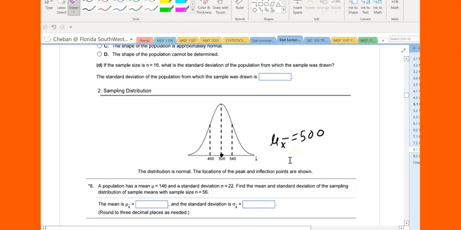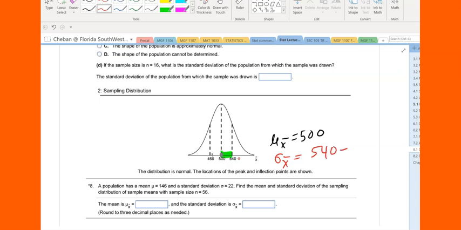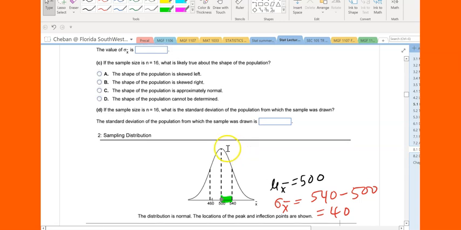And this is sigma x bar. Okay, hold on a second. This is the mu, which is same as mu x bar, and this is the sigma x bar. Remember that this is the x bar graph, therefore this distance from 500 to 540, the difference, is sigma x bar. Sigma x bar is going to be 540 minus 500, which is going to give you 40. Okay, sigma x bar is 40.